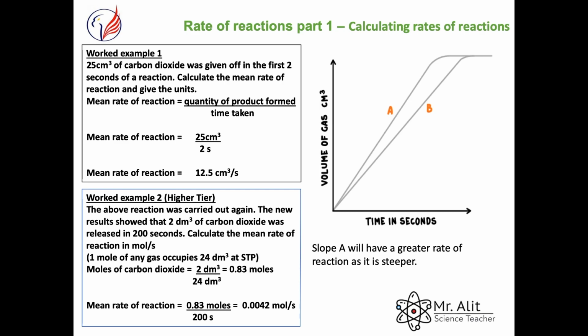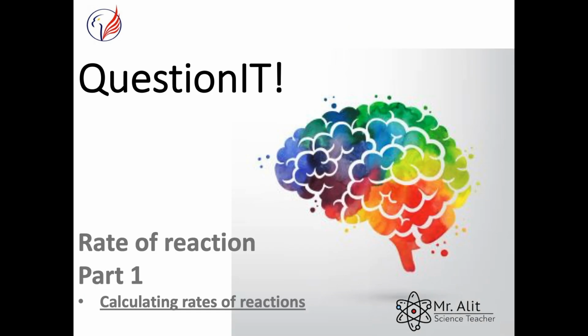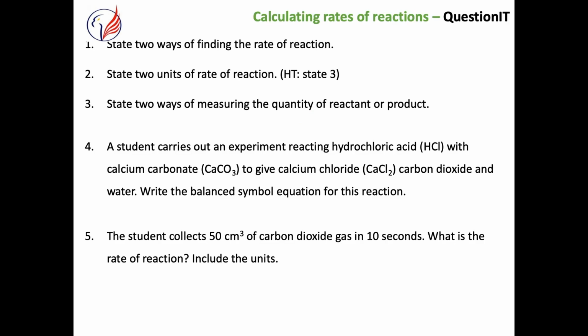If you see the graph on the right, you will see that slope A has a greater rate of reaction as it is steeper than slope B. Okay, that's it for the first part of our lesson, which is calculating the rates of reactions. Now it is my time to ask you questions to check whether you are paying attention or not. So let's see the questions.